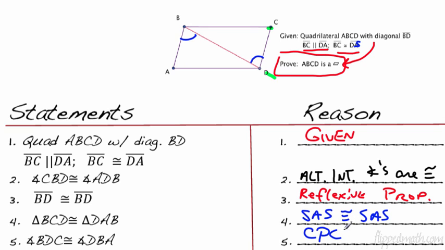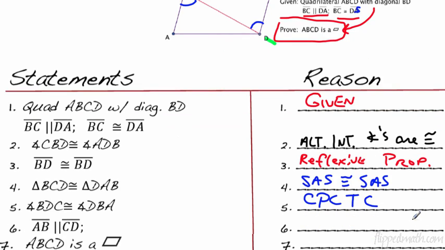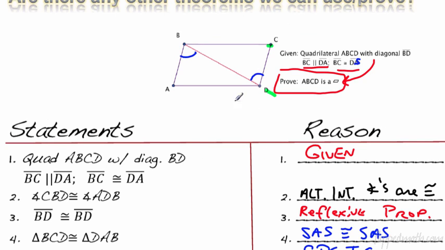So remember this? CPCTC? Sounds like a rap. There's a challenge out there. Why don't some of you guys make a rap? Put it on YouTube. Give us a link. We'll put it in our video. CPCTC: corresponding parts of congruent triangles are congruent. That's why these angles are congruent to each other.